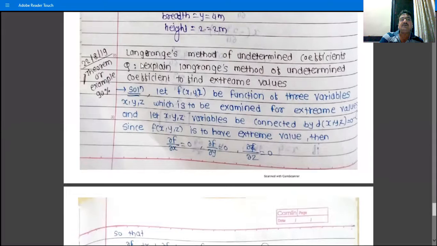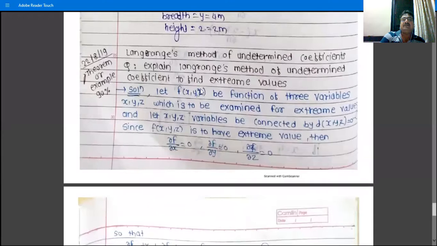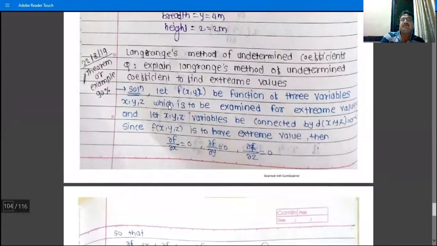So this question is also important as far as the exam is concerned; either theory or problem, the probability is 90%. Either a problem or this theory is important as far as the exam is concerned. So what is the question? Explain Lagrange's method of undetermined coefficients.